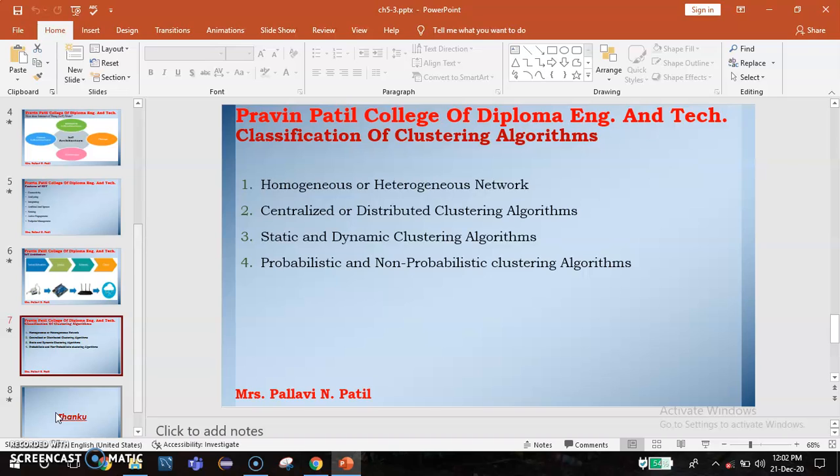These criteria are essentially based on the proximity of adjacent nodes, like connectivity and degree, and information received from other closely located nodes. These are the classifications of the clustering algorithm.